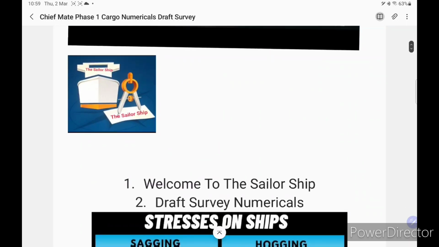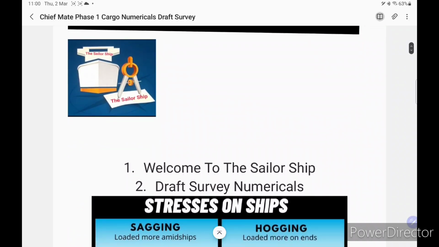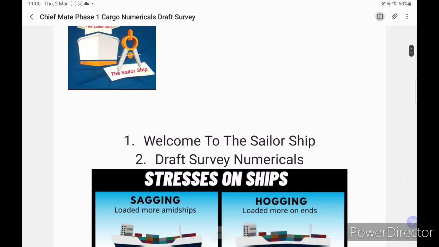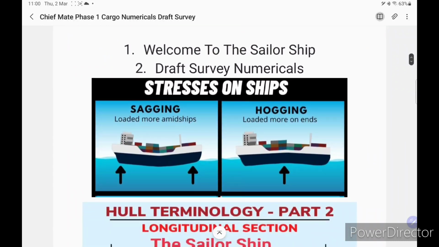So today a lot of groups are asking me how to solve the draft survey numericals. So let's discuss, so that the students who are appearing in April 2023 will clear. Before starting the draft survey numericals, we should know some terms, the stresses on vessels, and learn some formulas so that we can approach the question, and if the question is twisted in the exam, we can understand how we will approach and tackle this type of question.